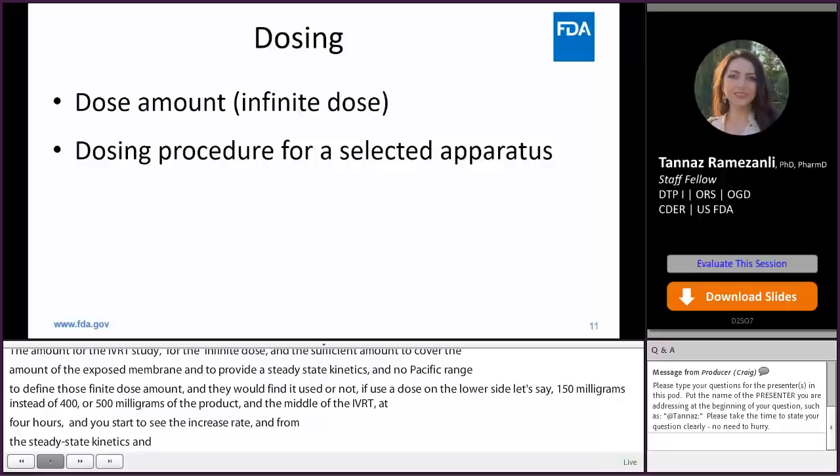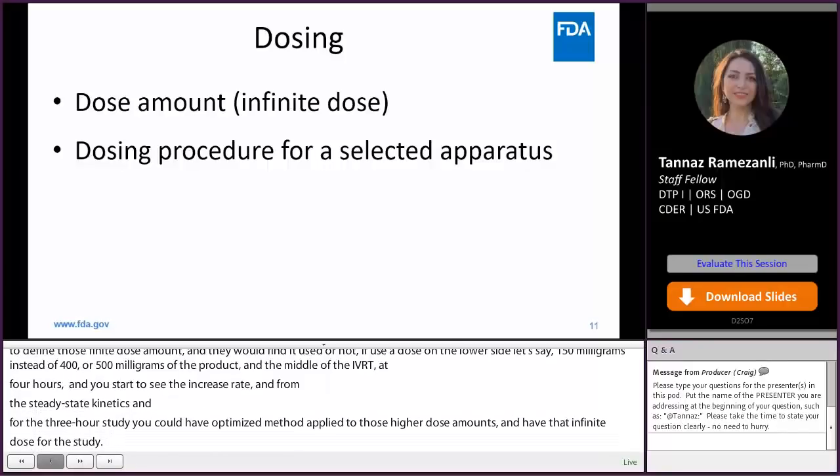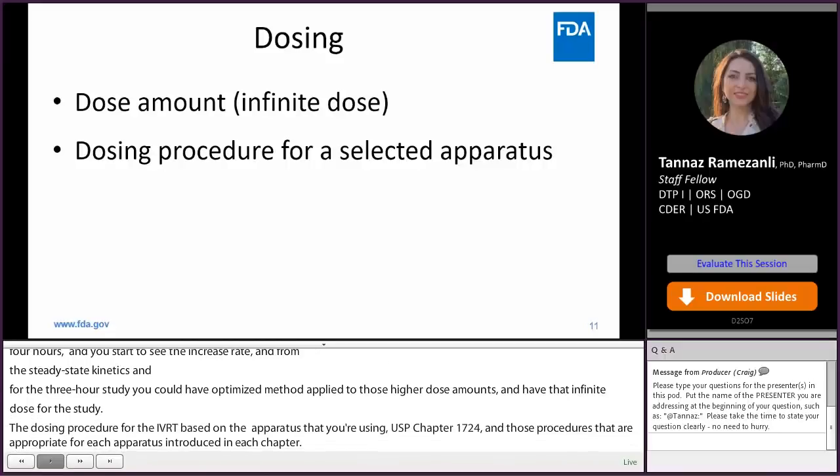The dosing procedure for the IVRT should be selected based on the apparatus that you're using. USP Chapter 1724 describes dosing procedures that are appropriate for each apparatus that is introduced in that chapter, and it's important that you follow the recommendations in the USP chapter. For example, for vertical diffusion cells that are the subject of these presentations, for many of them, especially the ones that are compatible with Model B and Model C, the dose should be applied on a membrane that is mounted inside the diffusion cell and was equilibrated with the receptor solution.